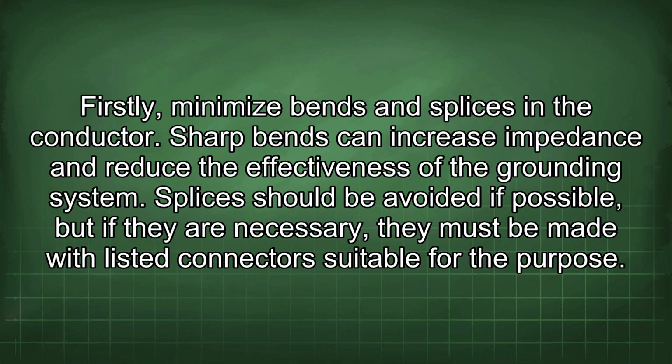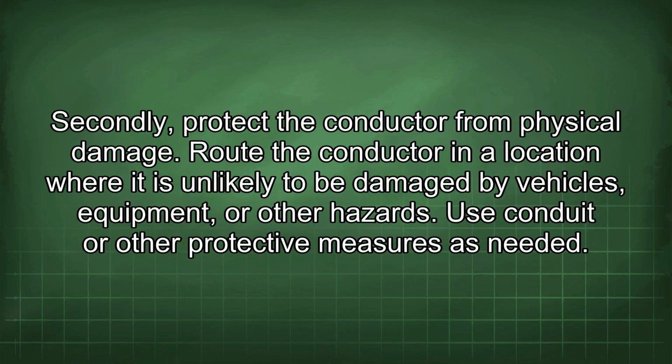Firstly, minimize bends and splices in the conductor. Sharp bends can increase impedance and reduce the effectiveness of the grounding system. Splices should be avoided if possible, but if they are necessary, they must be made with listed connectors suitable for the purpose. Secondly, protect the conductor from physical damage. Route the conductor in a location where it is unlikely to be damaged by vehicles, equipment, or other hazards. Use conduit or other protective measures as needed.